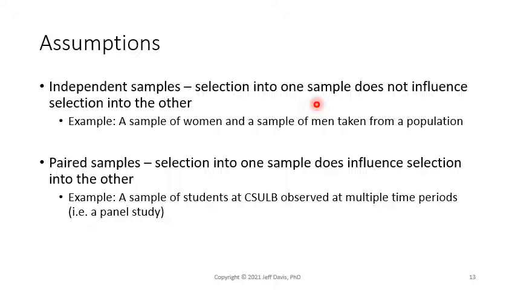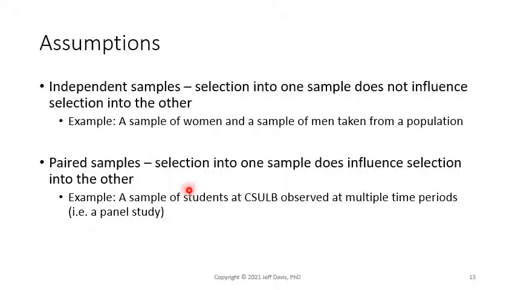Now, there are some cases under which I want selection of one man to influence the selection of a woman and vice versa, but in most studies, you're looking at independent samples, independent selection. Paired samples is where selection of one person into the sample leads to selection of someone else into a second sample.